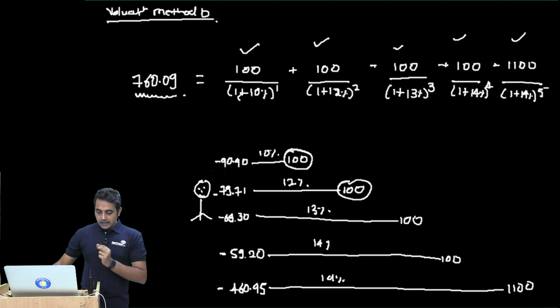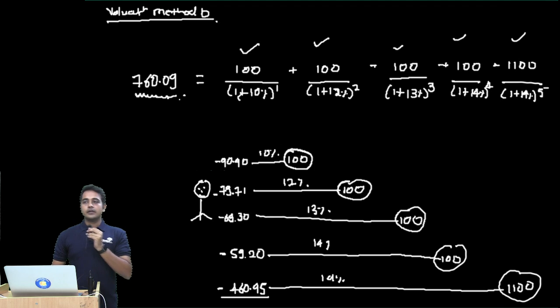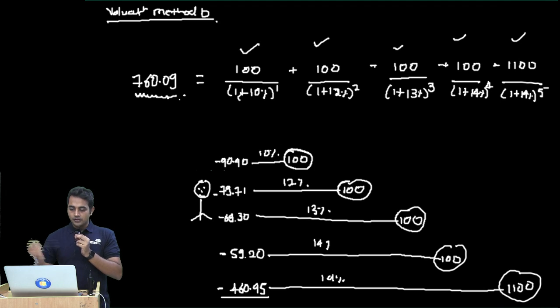Are you following this? So in this fashion, the investor purchased 5 separate zero coupon bonds. 1, 2, 3, 4, 5. The price of each of the bonds was this. You add up this and what he gets is 760.09. Are we okay with this?